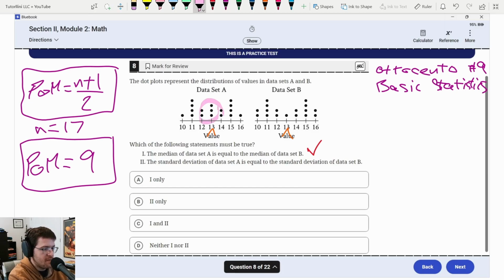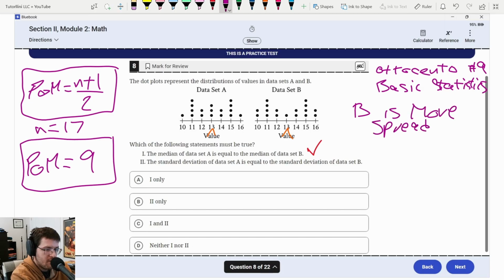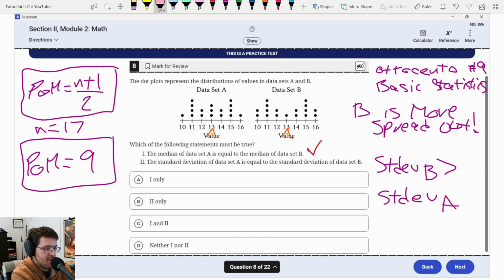See how these guys are here? We got 3 right on the mean, but here we only got 1 right on the mean. So dataset B is more spread out, so it's got a larger standard deviation. So the standard deviation of B is greater than the standard deviation of A. It says they are equal, which is not true. We just said dataset B has a bigger standard deviation, so this is wrong. So we're going with 1 only, choice A, as our answer.